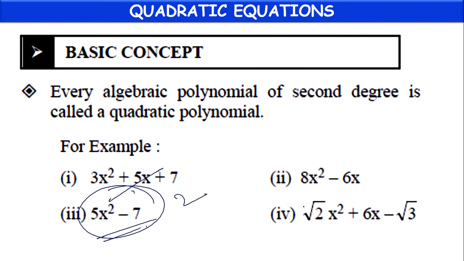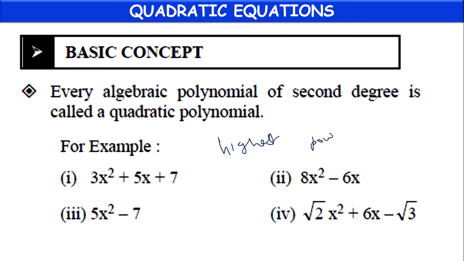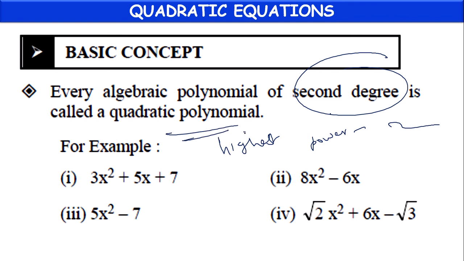If you see here, third one, 5x square minus 7 root 2x square. Highest power is 2. No need to bother about the coefficients. They may be root numbers or anything else. No need to bother about them. Just here the power is 2, highest power is 2. So that's why it is called a quadratic polynomial. So this is the basic definition for a quadratic polynomial, children. You have to remember two things. Highest power should be 2. Then it is called a second degree expression, or it is also called a quadratic polynomial.